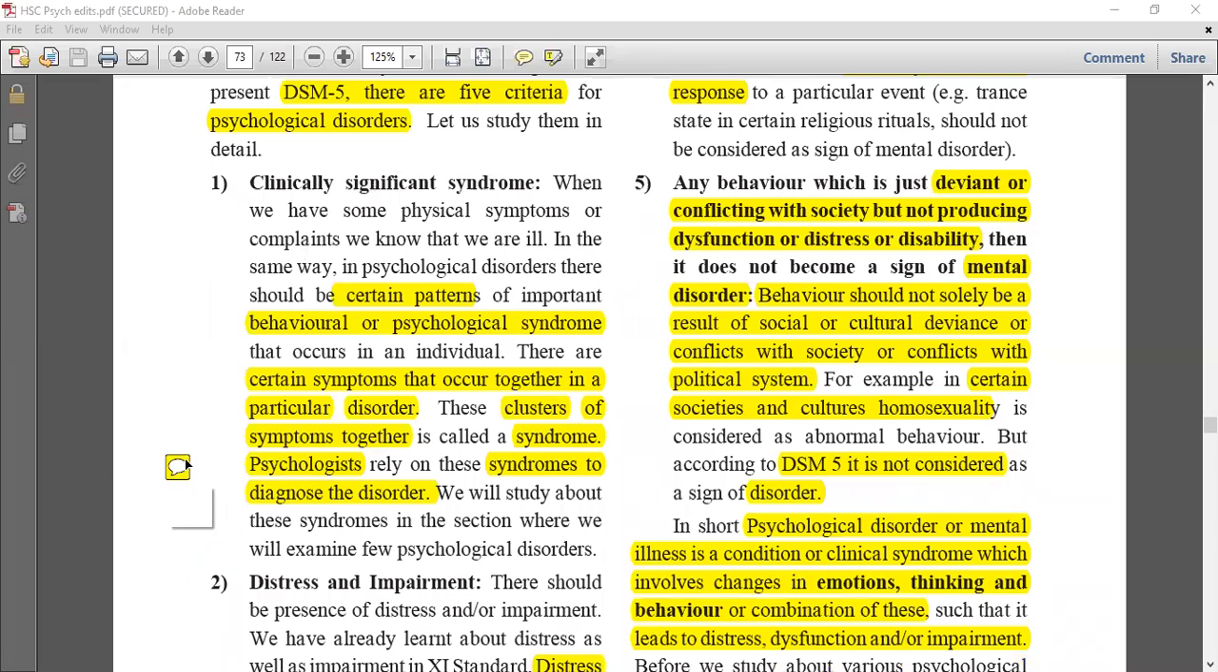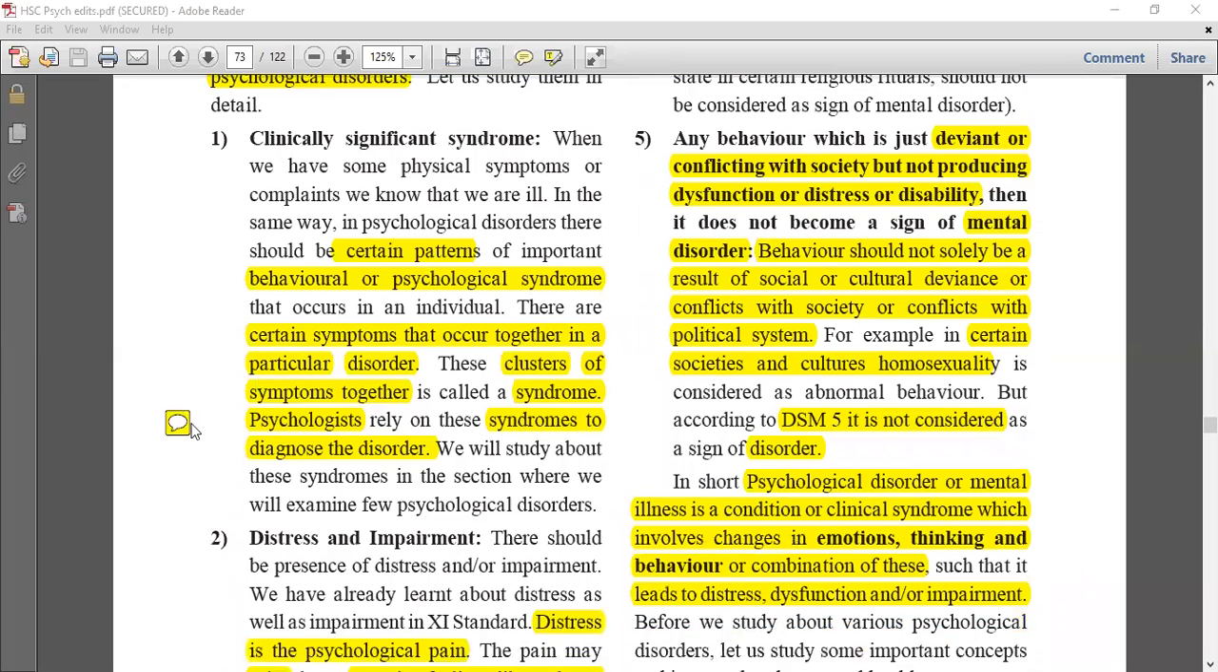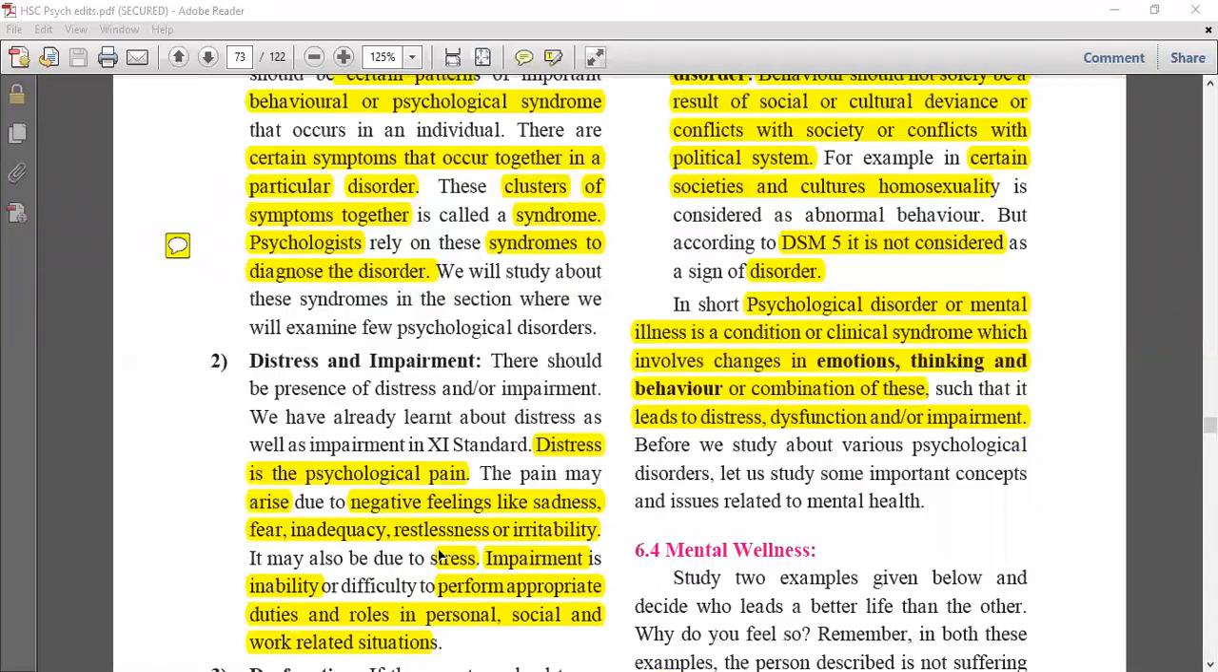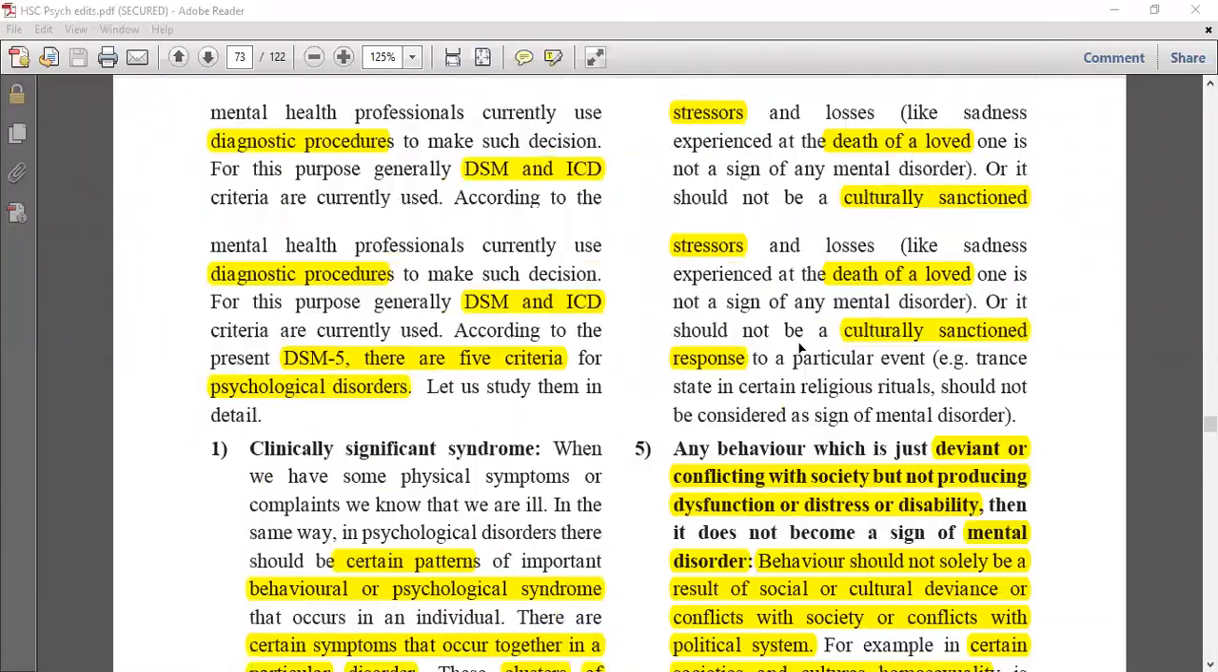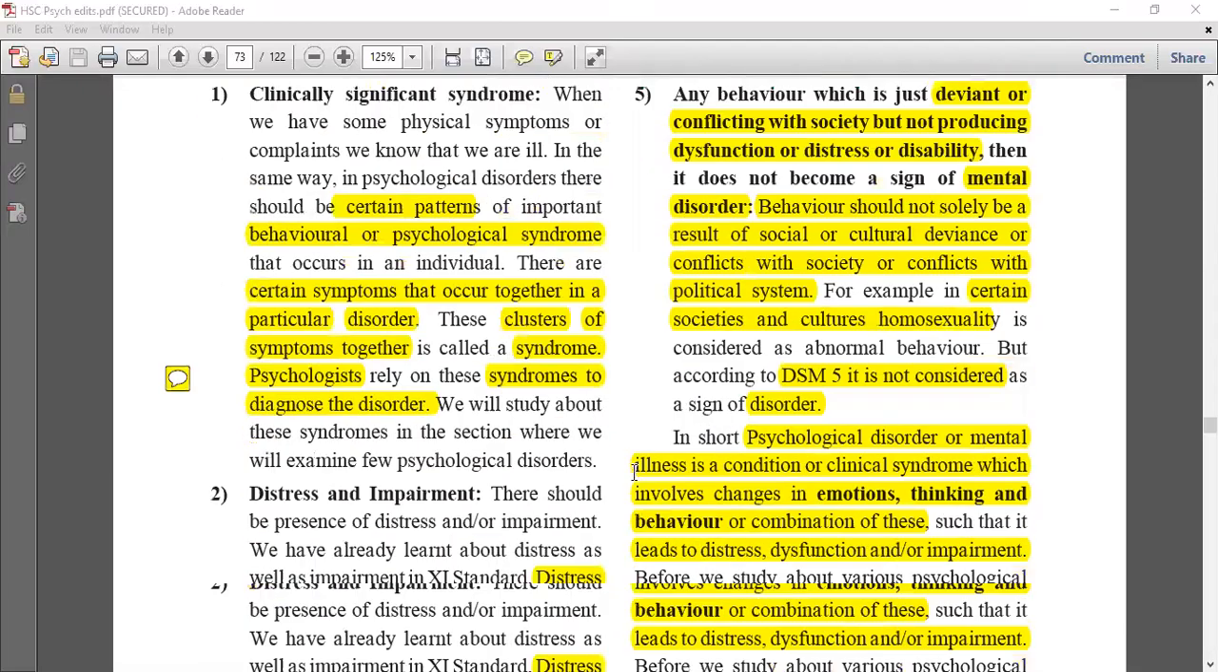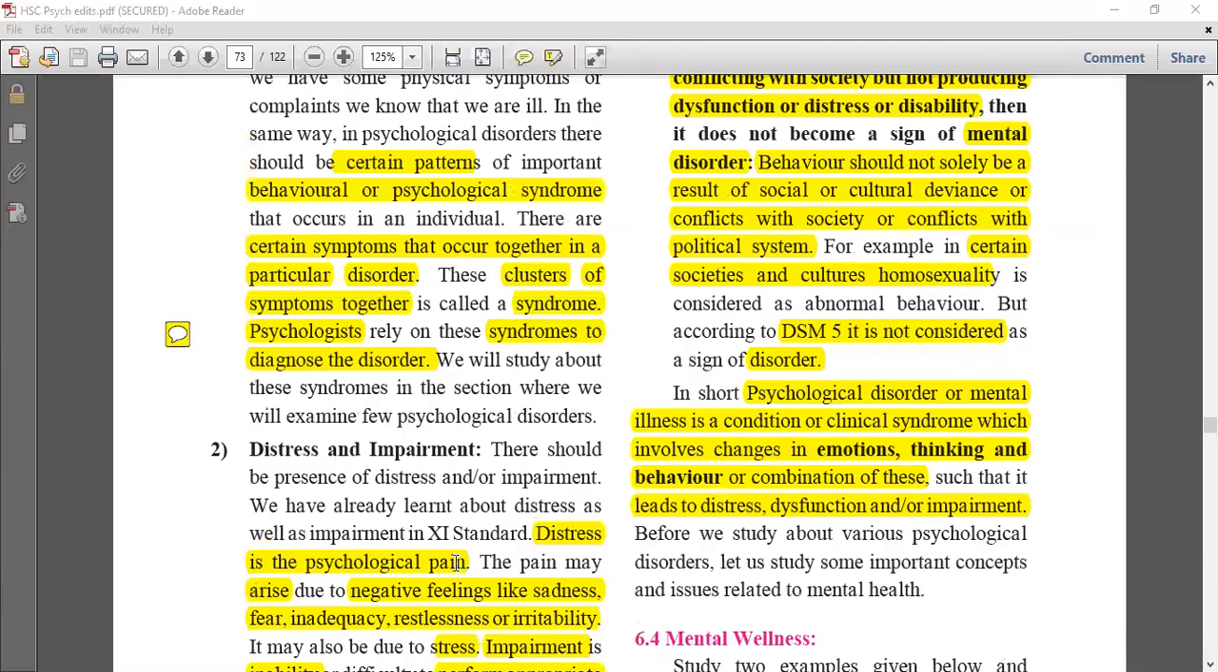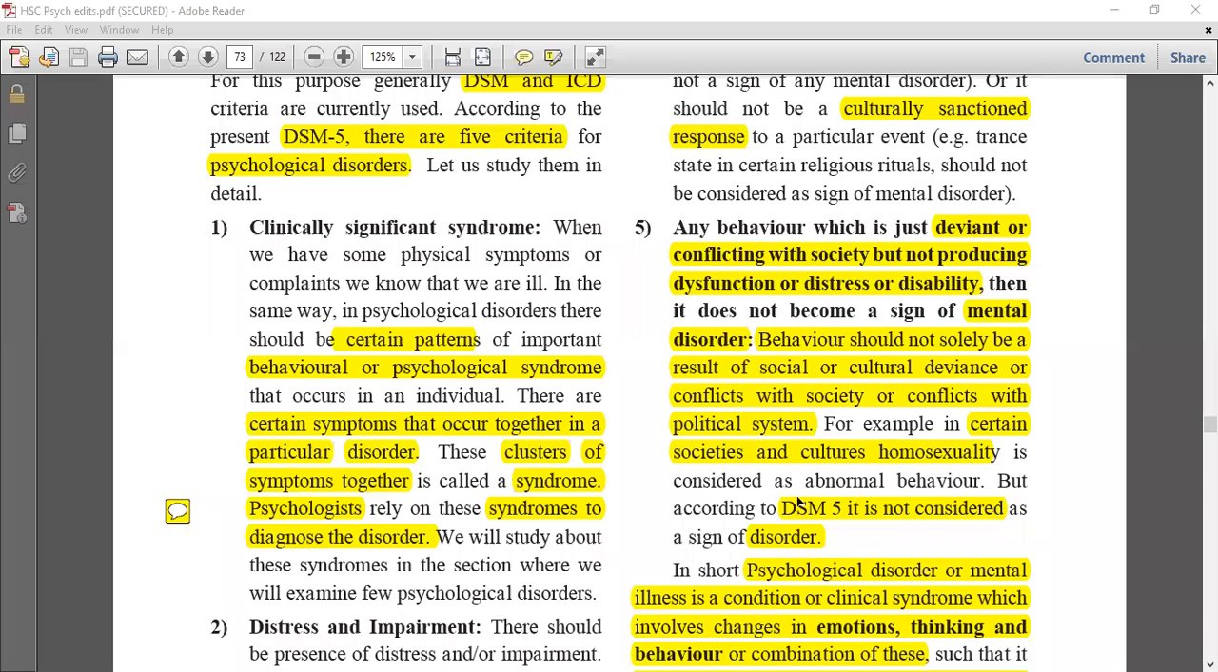The first one is, we've made it CADDI, CADDI. Okay, the short form is CADDI, and the I is the fourth point. So the first one is that it should be a clinically significant syndrome. So you have certain behavioral and psychological patterns which show that there are behavioral and psychological symptoms. Okay, and certain symptoms occur together in a particular disorder. So there are clusters of symptoms.